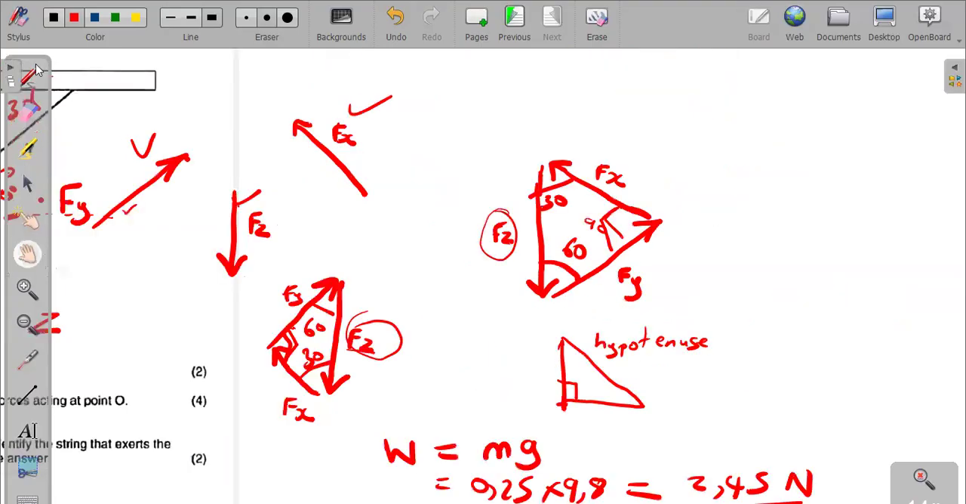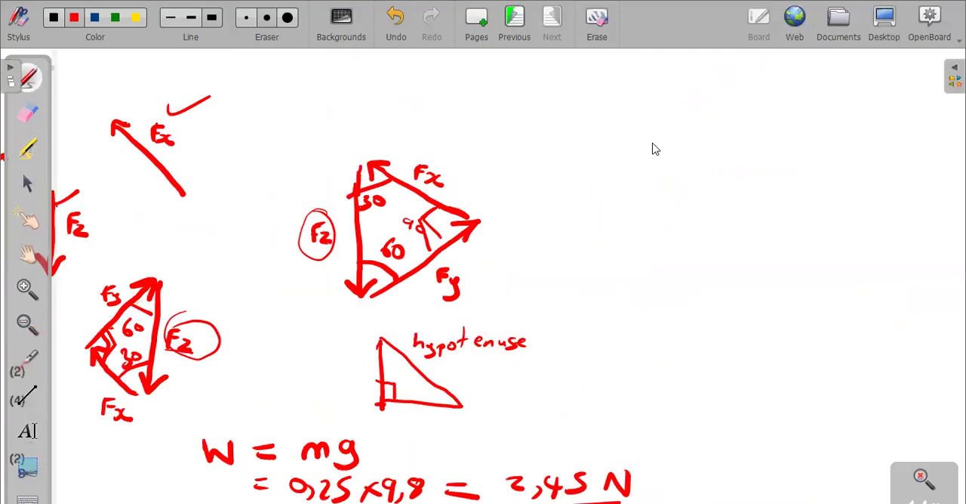Now, if Fz is 2.45 Newton, using our closed vector diagram here, it's our hypotenuse. So considering our diagram, it's possible to find Fx first. Remember, this is a right angle triangle. Fz is 2.45 and is our hypotenuse, and Fx is the one we are looking for, and we have an angle here of 30 degrees. We can simply say Fx is equal to Fz multiplied by cos 30.